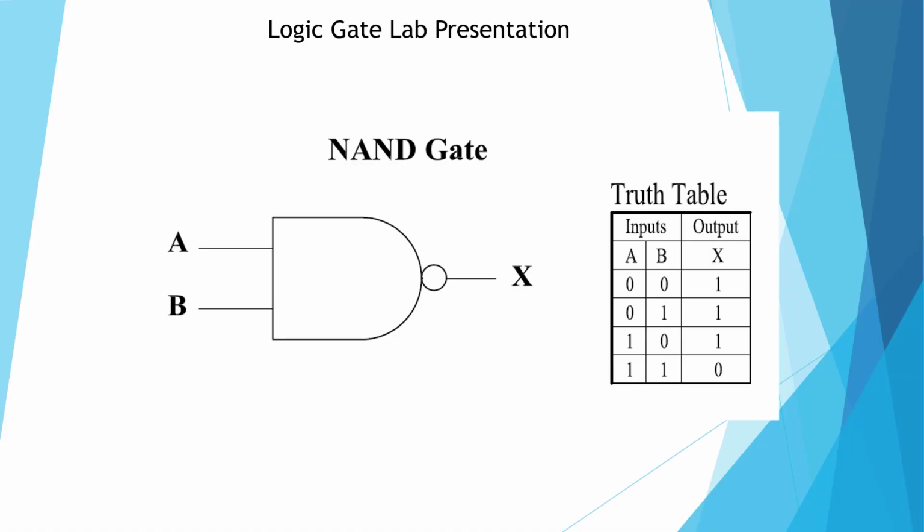Here's our symbol and our truth table for the NAND gate. As you see here, we have a symbol for an AND, and we have a bubble on the end. This bubble represents the inverter. So here's our truth table: 0, 0 is 1; 0, 1 is 1; 1, 0 is 1; and 1, 1 is 0.